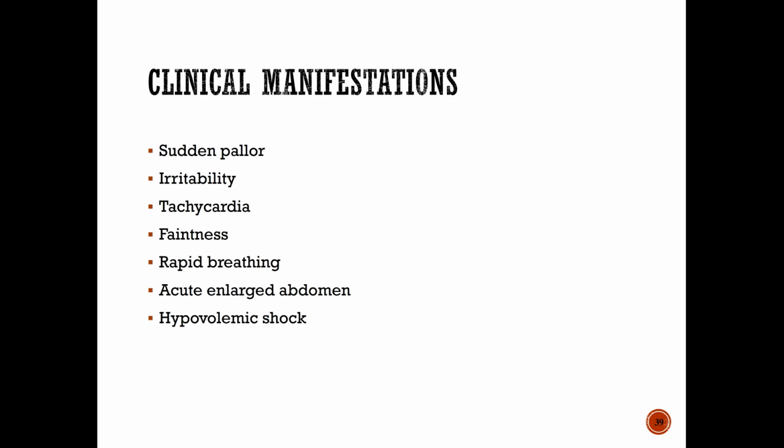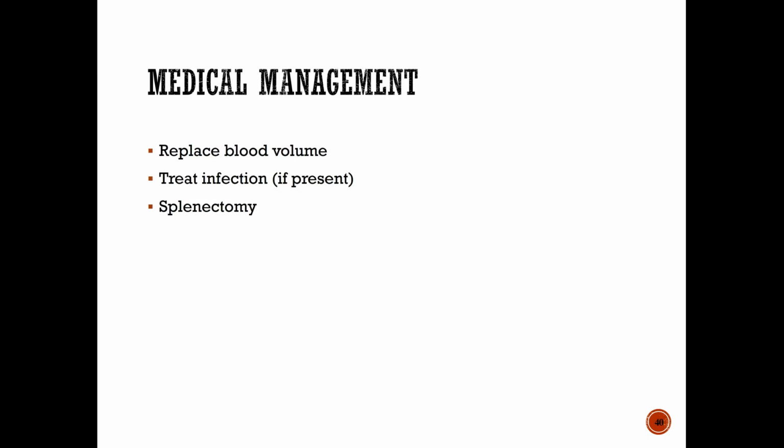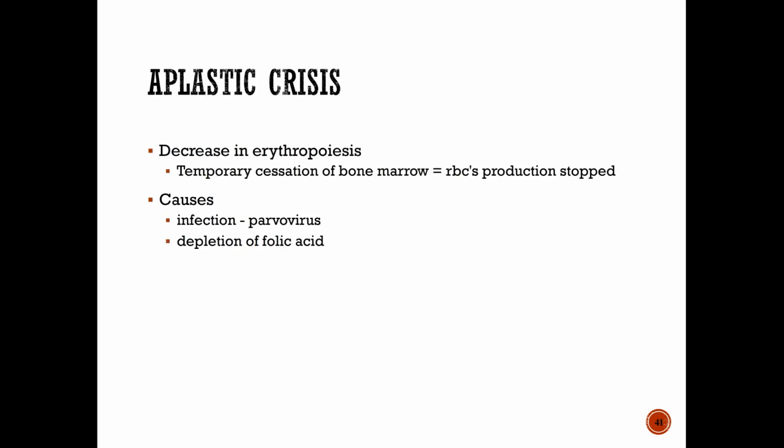Clinical manifestations of splenic sequestration crisis are sudden pallor, irritability, tachycardia, faintness, rapid breathing, and an acutely increased abdomen, hypovolemic shock. Most of the sickle cell parents are really good at noticing sudden changes, and so hopefully they will get the child to the hospital ASAP. You're going to replace that blood volume. You're going to treat the infection if it's present, and you're probably going to do a splenectomy in order to hopefully make it not fatal.